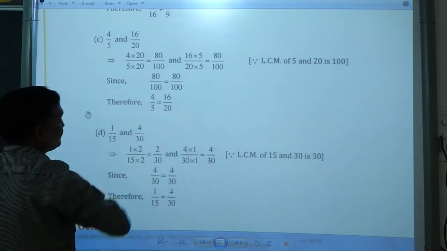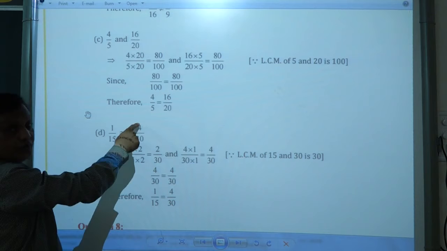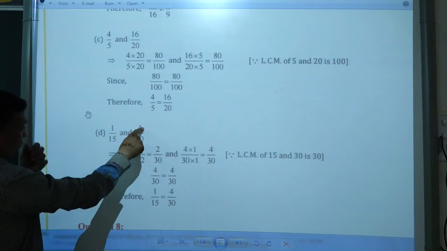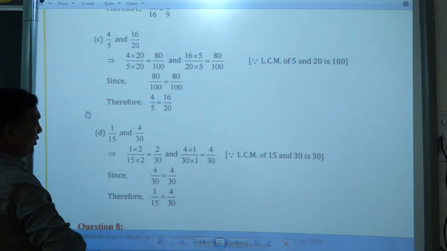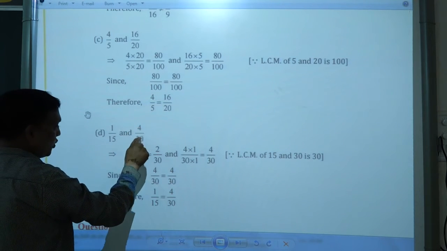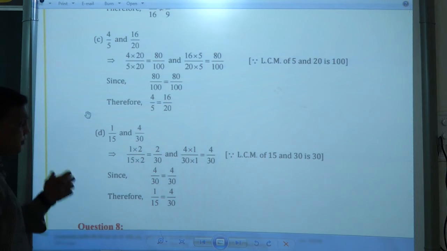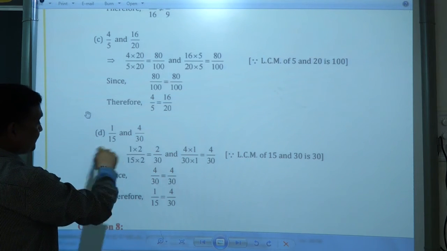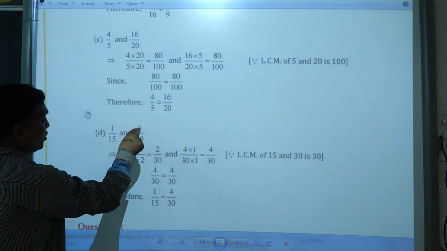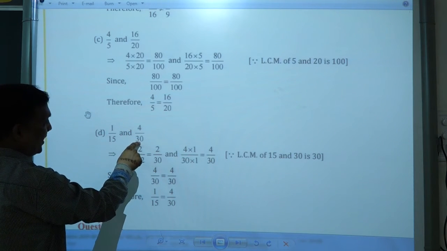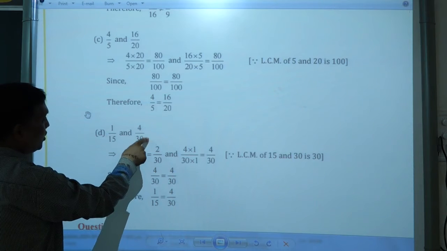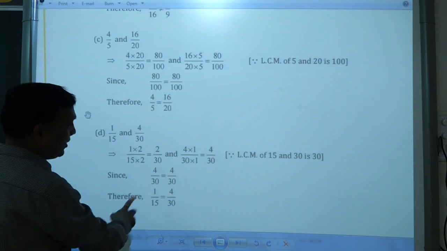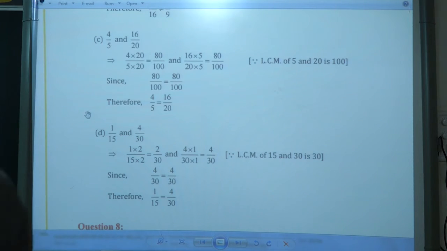Both are equal. Next, 1 upon 15 and 4 upon 30. Here we reduce this; 4 upon 30 is going to be reduced by 2. So directly, 2 2s are 4 and 2 15s are 30, so 2 upon 15 is coming there. 2 upon 15 and 1 upon 15, so both are not equal.